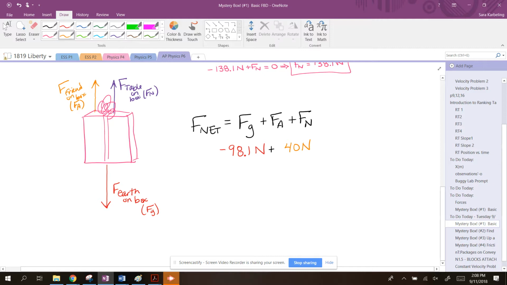Is the table still pushing? Yes. It's got to be. Because if it wasn't, then this thing has got a bigger force going down. That doesn't make any sense. So we've got to have some sort of normal force acting. If the normal force is acting, then we're probably not accelerating. How big is the normal force going to be this time? 58.1.